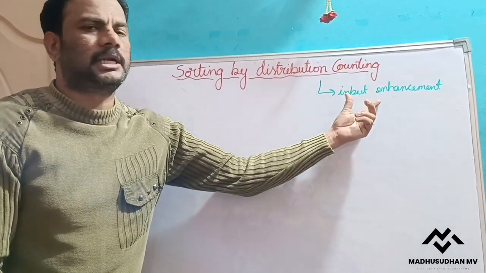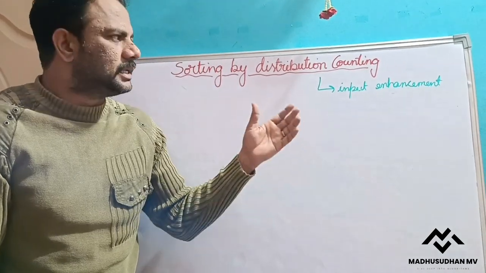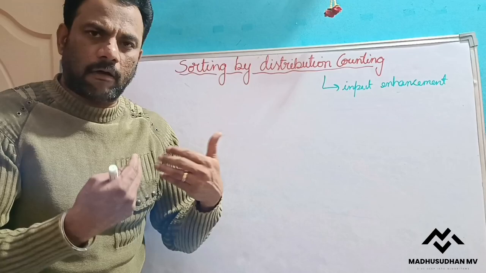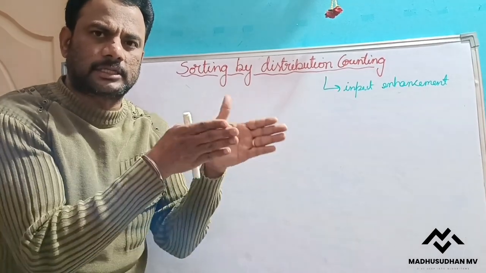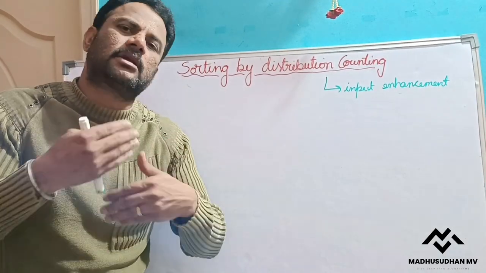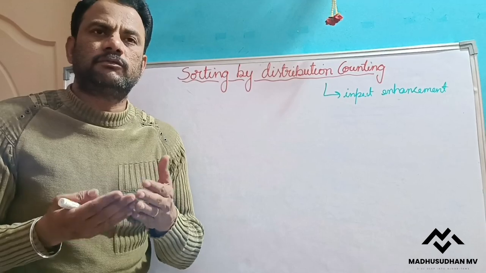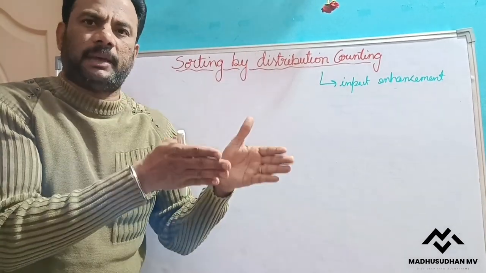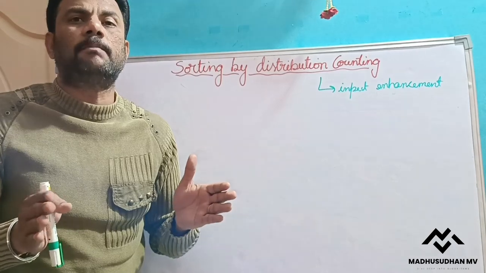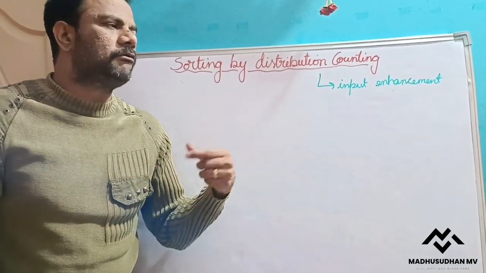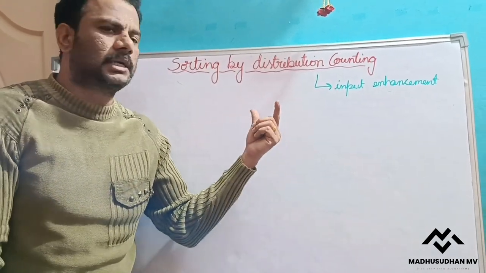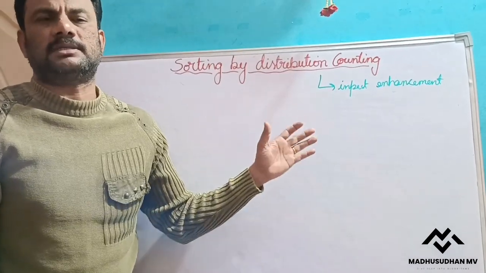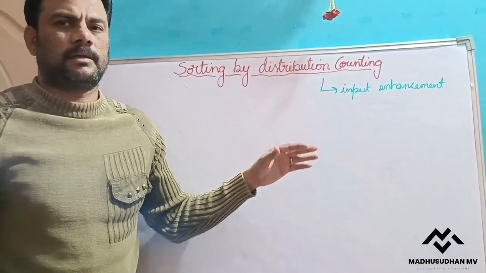Again, this input enhancement is a type of space and time trade-off. Since we are generating extra information, in order to store that extra information we have to use some extra space. That means we are ready to pay extra for space, but we are not ready to compromise on time. Here we are achieving a time-efficient algorithm at the cost of extra memory space. Hence it uses a space and time trade-off.